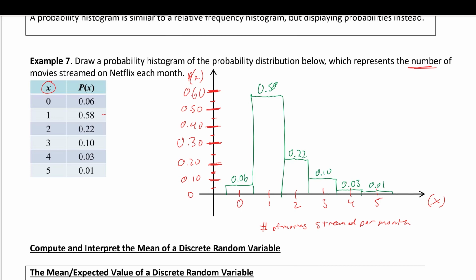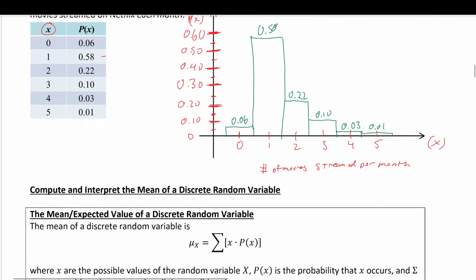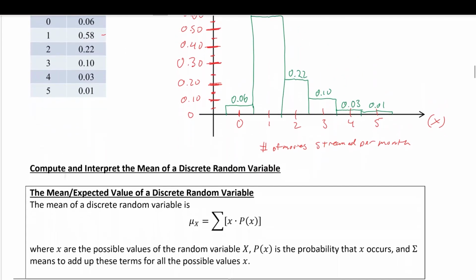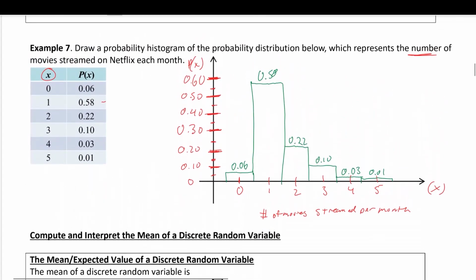Now, the next question is going to talk about the mean of a random variable. But before we get into that discussion, if you were to take a wild guess and figure out on average how many movies each subscriber would watch per month, what would be your guess? Well, you see how these rectangles here give you some sort of weight, right? And so there's a lot more weight on one movie being watched because 58% of them watched it. Also, the next in line would be 2, right?